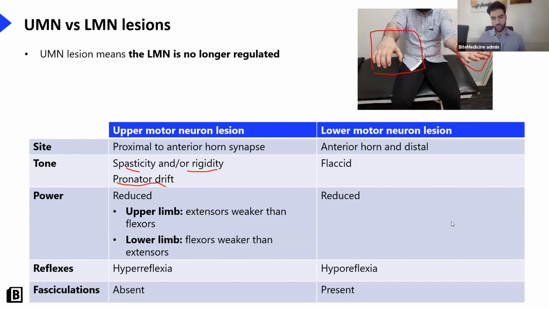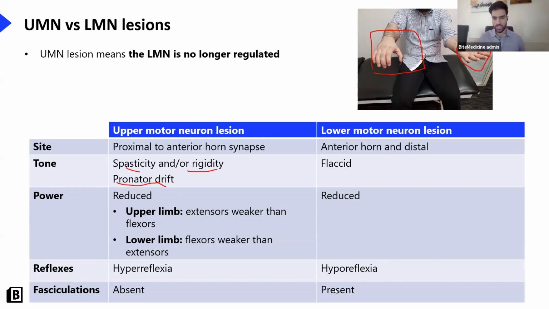Power is also reduced, but it's not particularly reduced in this pattern that we described for the upper motor neuron lesion. The reflexes are either absent or hyporeflexic. So when you try and elicit their reflexes, it's really difficult, and you might not even be able to elicit their reflexes. And fasciculations are present.